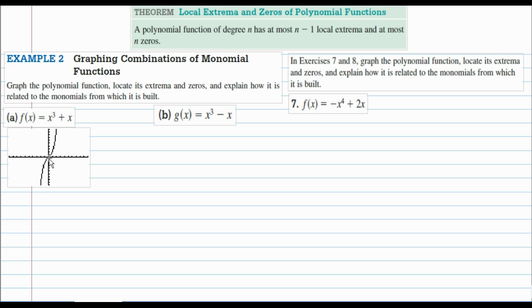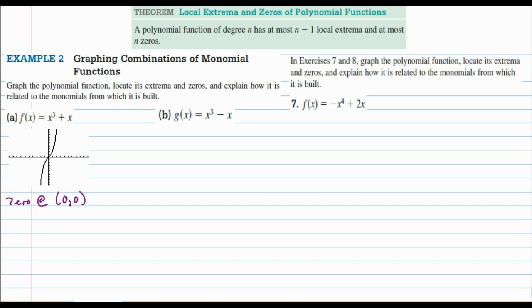This function is always increasing. It doesn't change from increasing to decreasing, so it has no extrema. It has a zero at, well, 0, 0, the origin. Then it says explain how it's related to the monomials from which it is built.